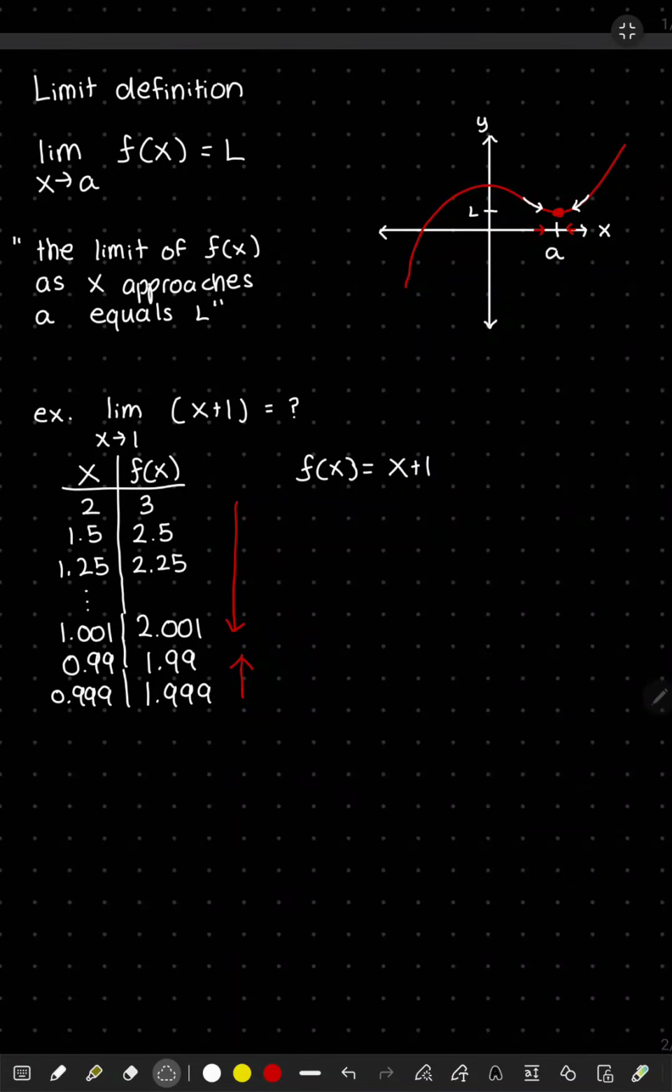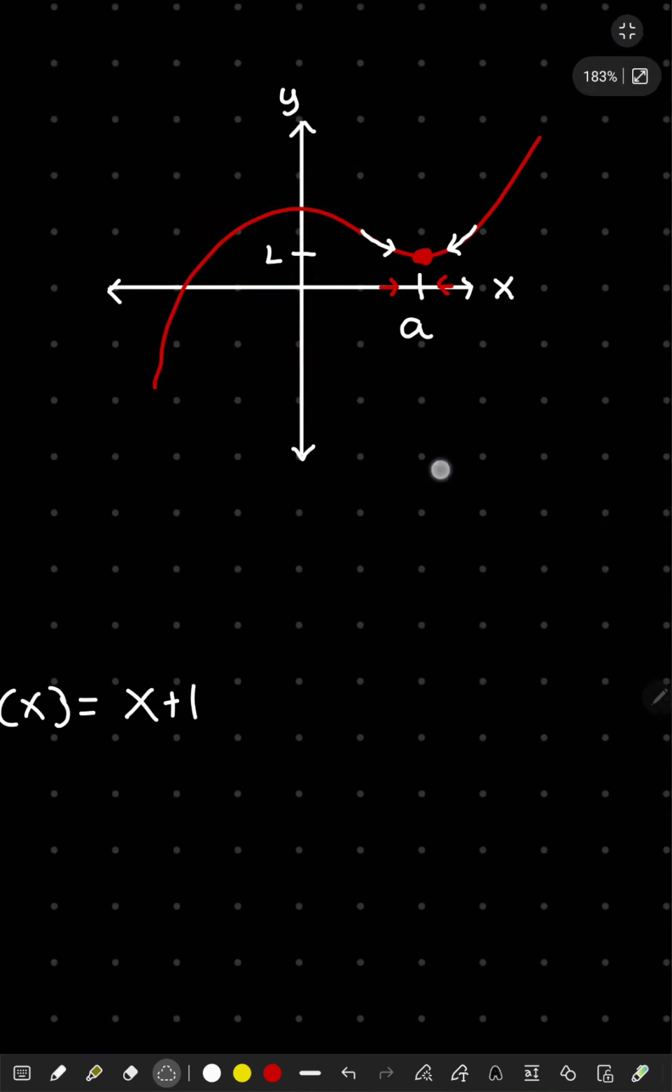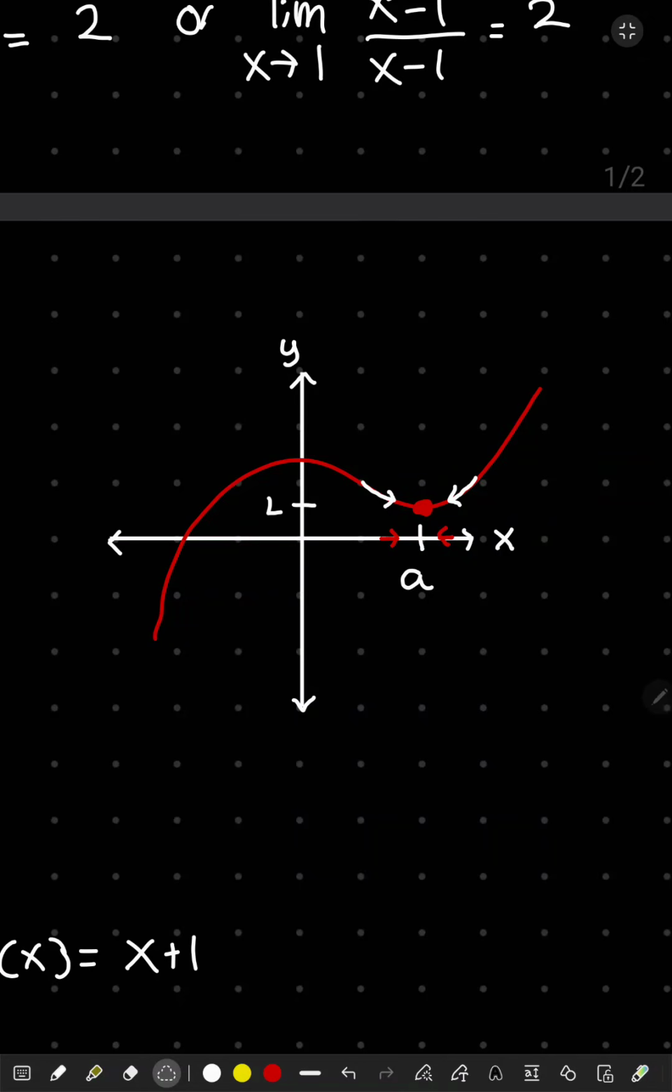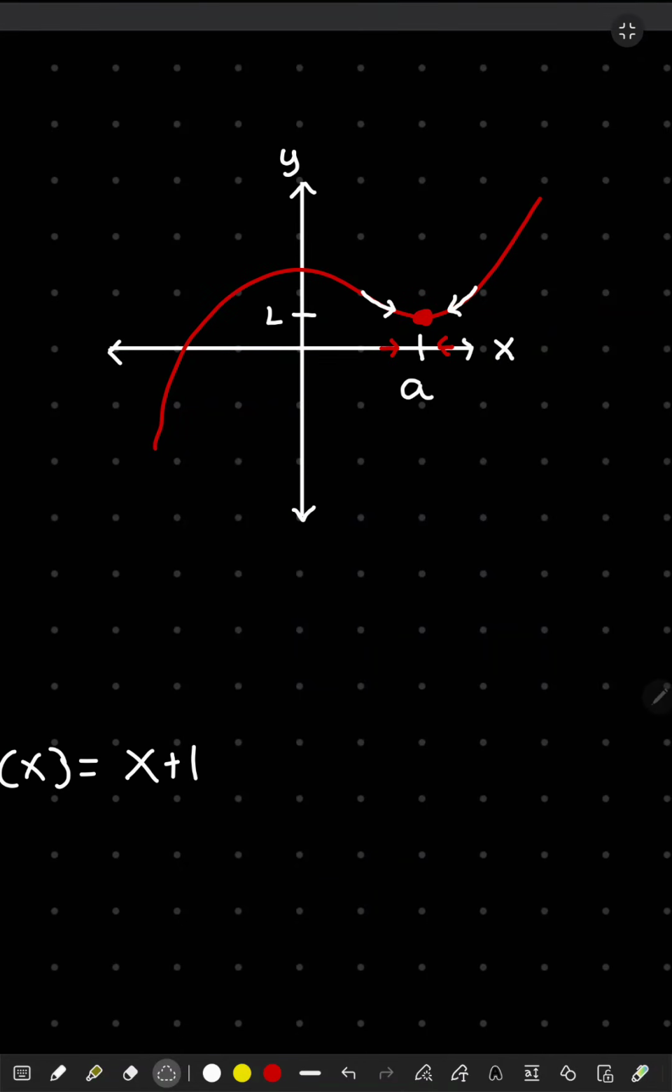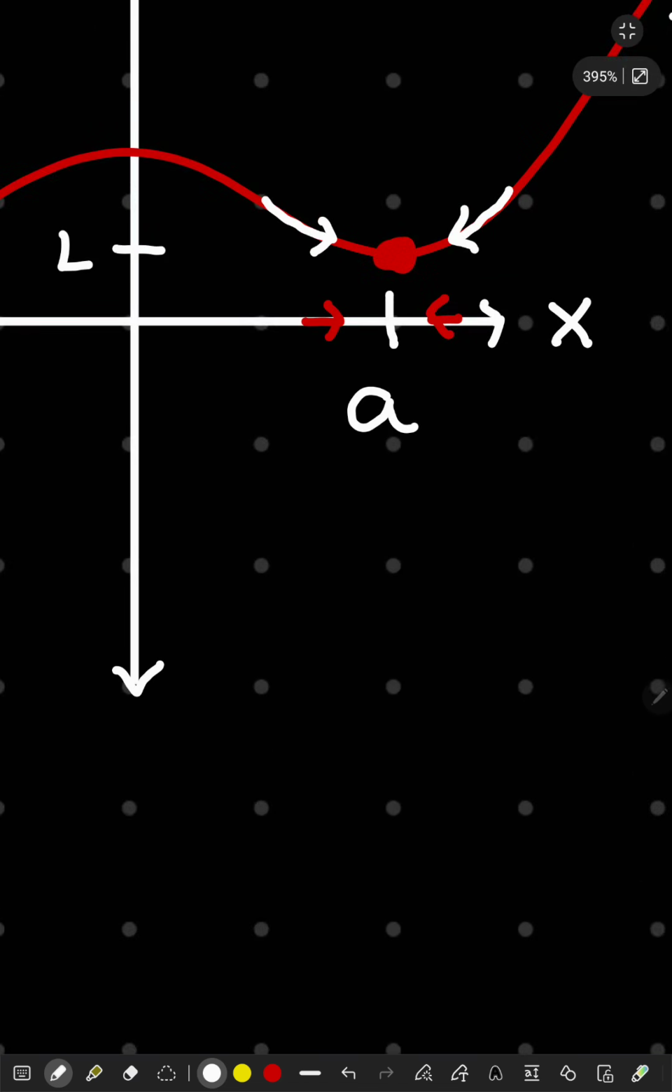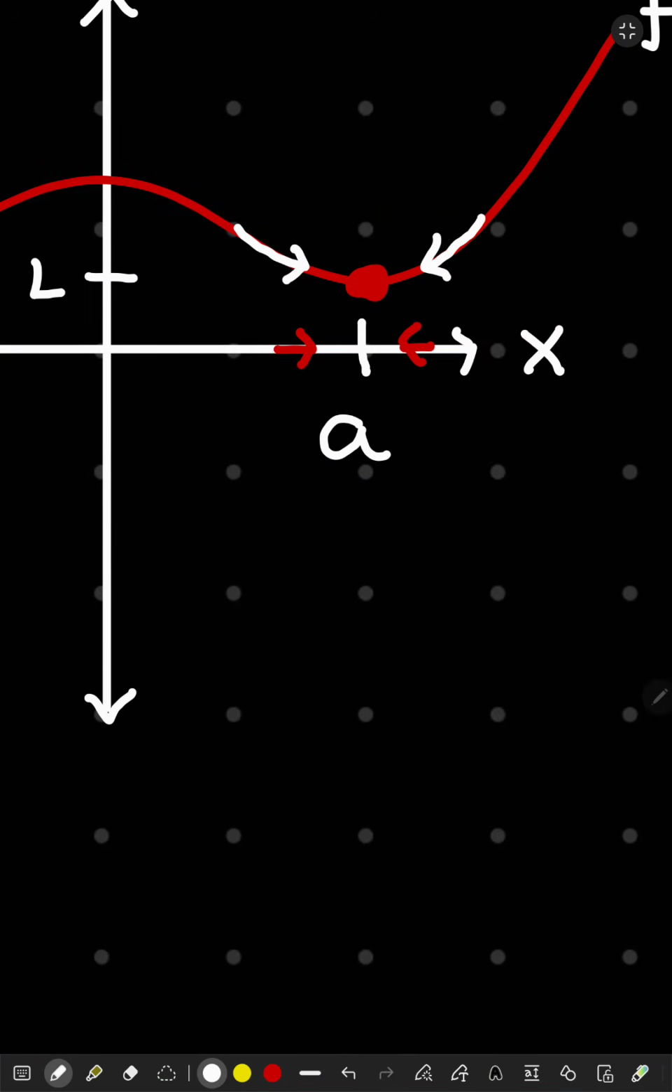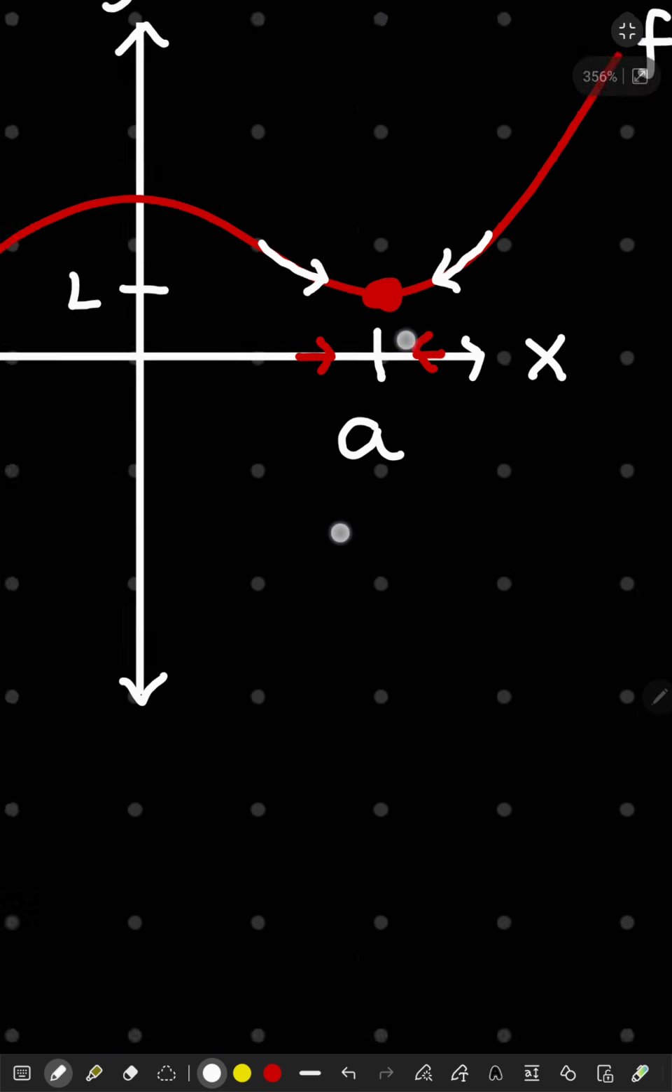The basic definition of a limit is this. The limit of f of x as x approaches a equals L. We can see here in the graph that we have some random function called f of x. The function itself has a value called a, and as we see on the left and right, as we've drawn in the red arrows, as x approaches a, the function itself approaches L. And it doesn't necessarily have to equal L, but it will approach it.